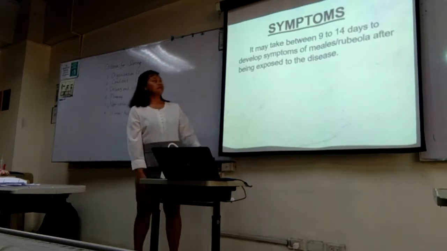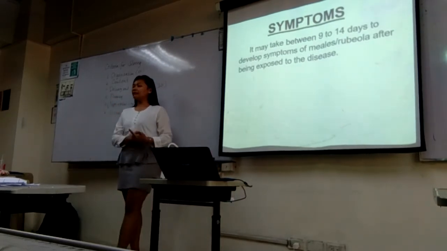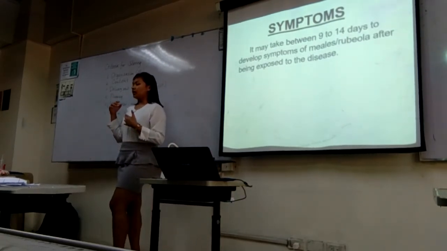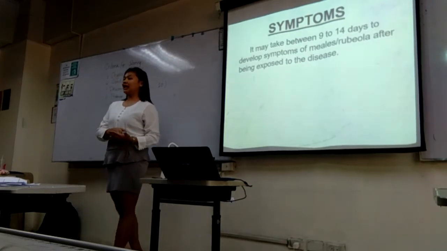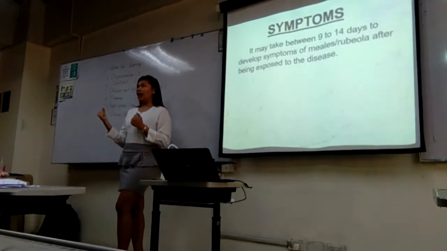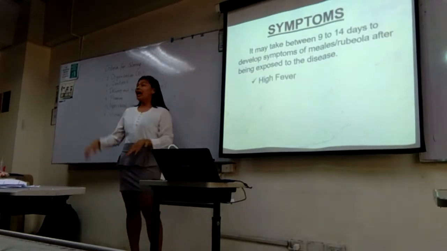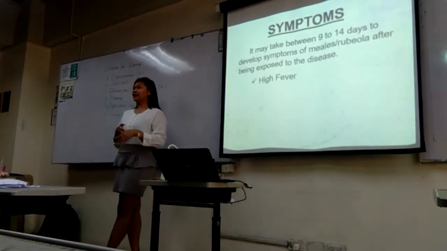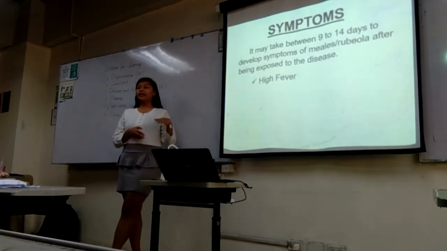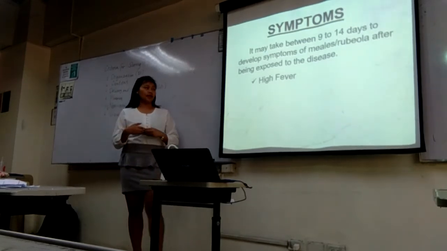What are the symptoms? Usually, the symptoms of measles appear 4 to 7 days after the initial infection. This includes a high fever. A high fever may reach 40 degrees Celsius. This is normally the first sign of getting measles.